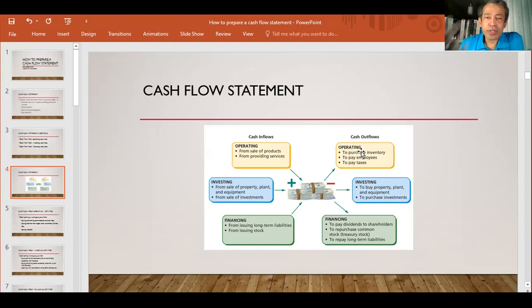All right. Then the investing section, the inflows are rare, but still there could be inflows when you sell your investments. If you sell your old asset, any old or existing assets, but it has to be a non-current asset.